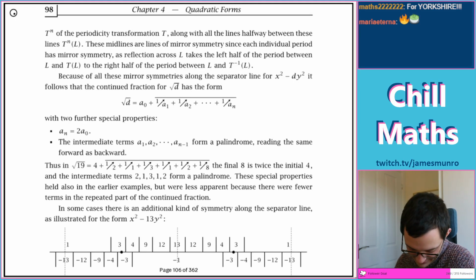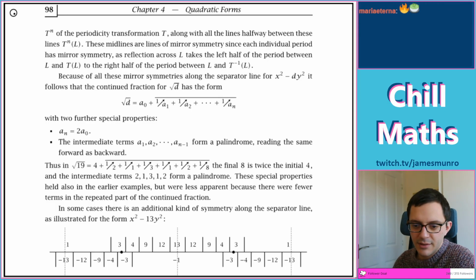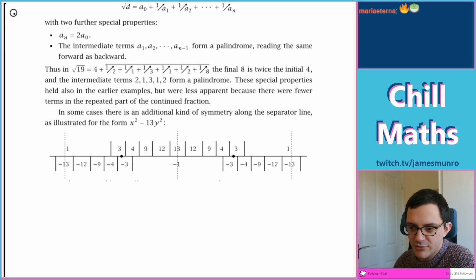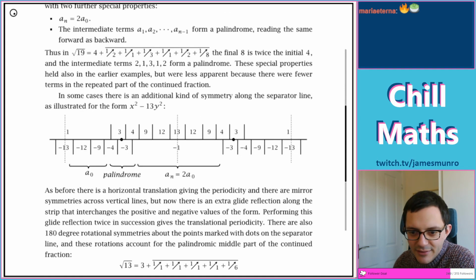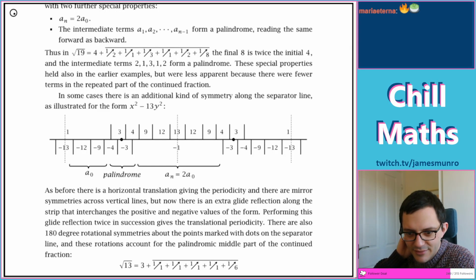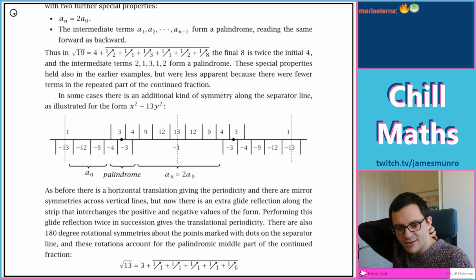Okay, good. Yeah, this is some text to explain all of that. The final 8 is twice the initial 4. Midlines, got these symmetries, very good. Less apparent, fewer terms. In some cases, an additional symmetry? No, wait. A little palindrome in there? Yeah, fair enough. Extra glide reflection.